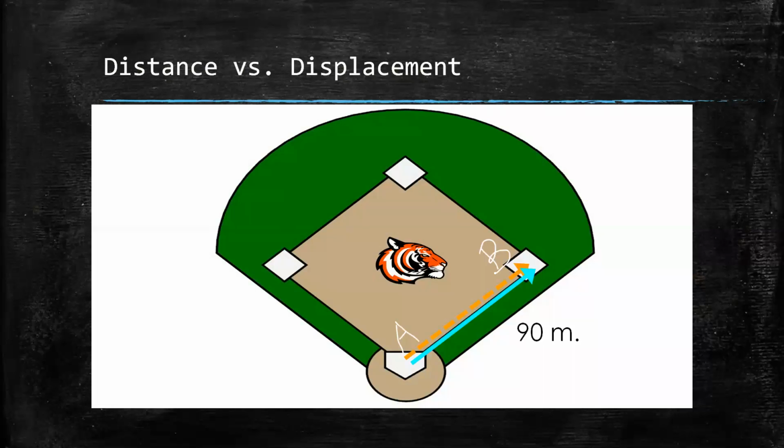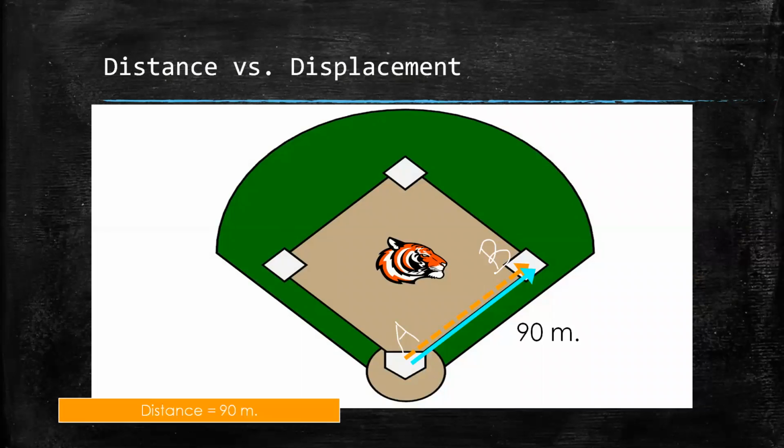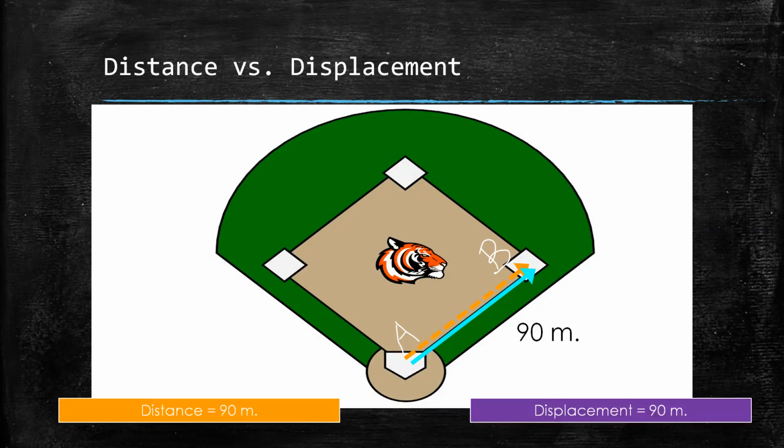It's 90 meters. Whereas the bold arrow mark I'm showing is the shortest distance. See, between A and B, the shortest distance is a straight line. So in this case, both the distance and displacement are 90 meters. But it is not the case every time.